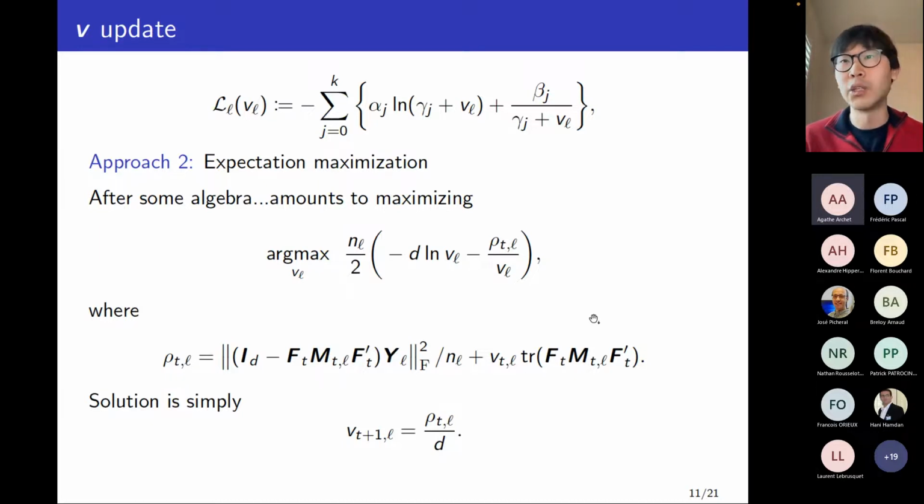But of course here we're not doing global maximization. We're not doing a complete maximization with respect to V. We're just doing an EM step.